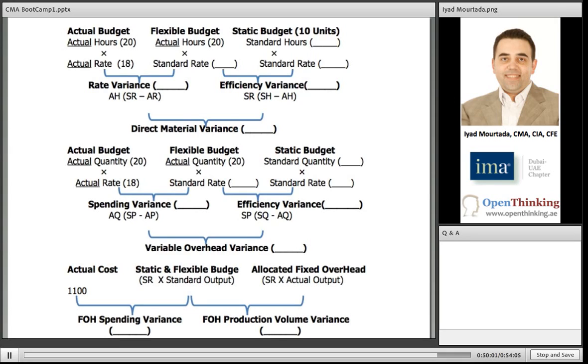So we say the allocated fixed overhead is the standard rate, how much they charge us per minute, by how much actually you were using from our minutes. And that will determine the difference between how much we estimated we are going to have compared to how much we think that we should have based on our level of output. And that will give me production volume variance.